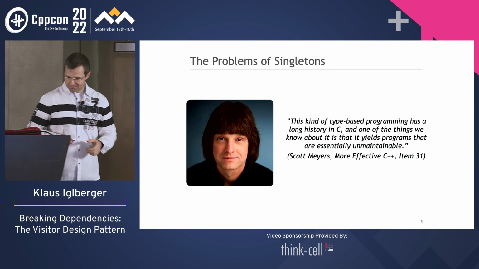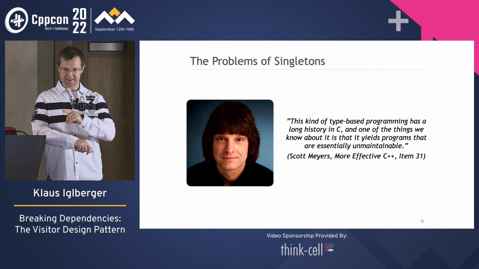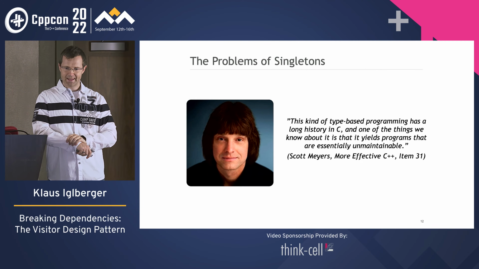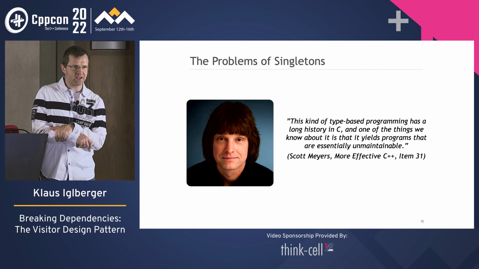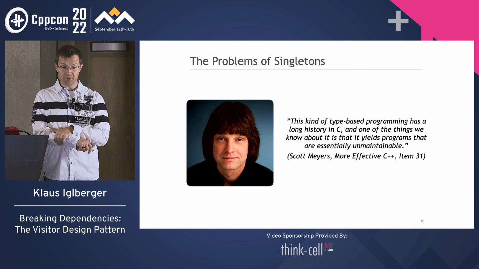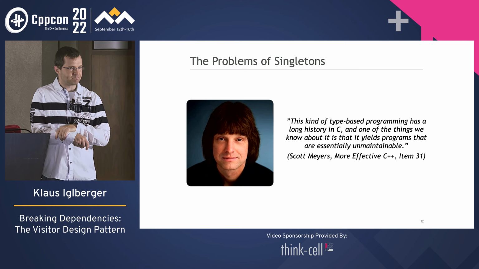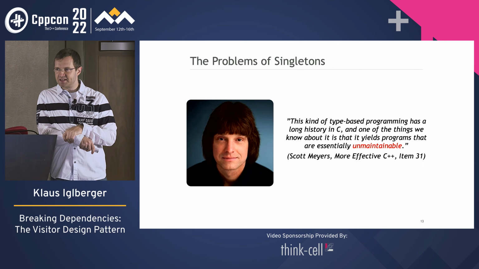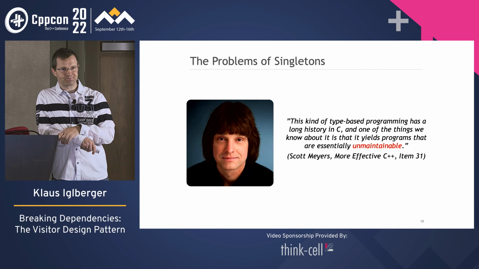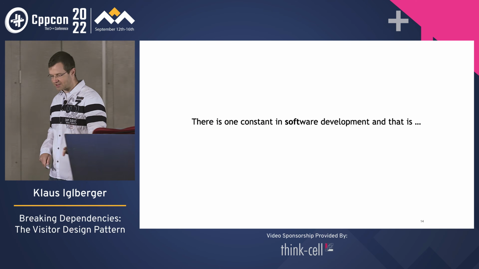And you have support. So Scott Myers, many, many years ago, in his small C++ book, essentially said about this kind of code, this kind of type-based programming has a long history in C. And one of the things we know about it is that it yields programs that are essentially unmaintainable. Unmaintainable. That's the key word in the sentence. Of course, he's talking about change. Because that's the one thing that you should always keep in mind when you write software.